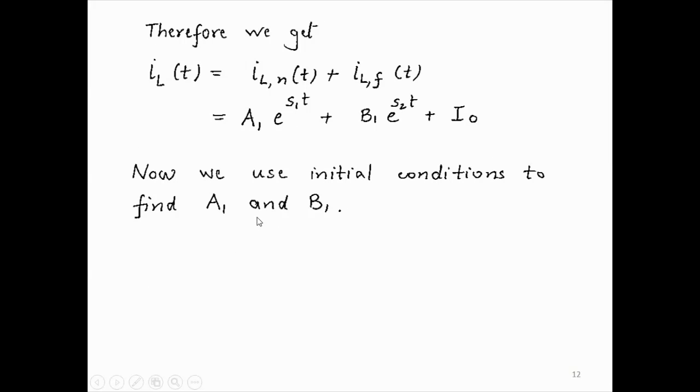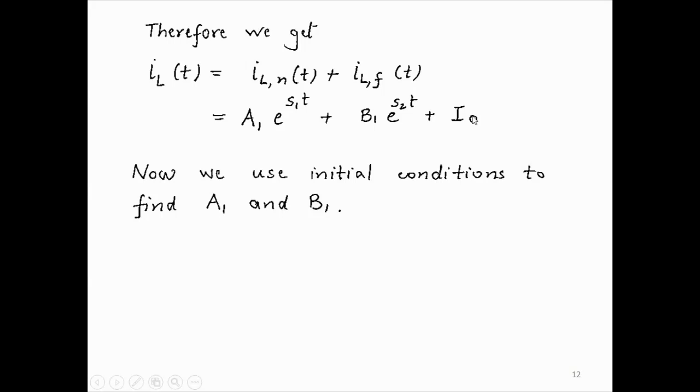And therefore we get the complete solution of I_L of t as the I_L natural plus I_L forced, which comes out to be a1 e raised to s1 t plus b1 e raised to s2 t plus I0, which is the I_L of t. Okay, so now we've got the form of the solution. Now we must find the constants a1 and b1.